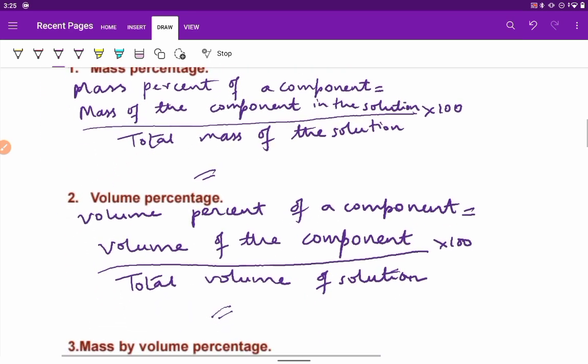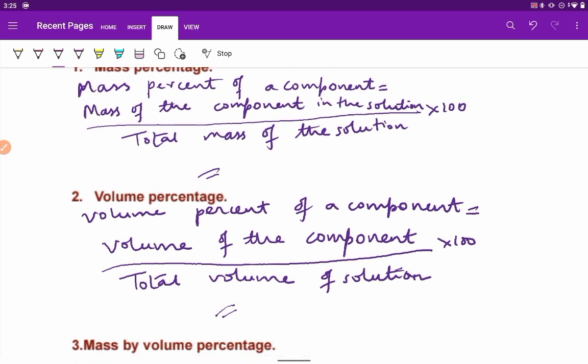Next we come to volume percentage. Volume percentage means the volume of that particular component divided by the total volume of the solution, which is then multiplied by 100. So volume of the component divided by total volume of the solution multiplied by 100.